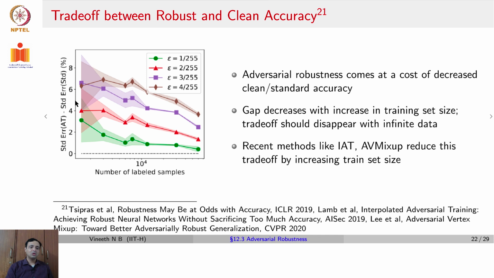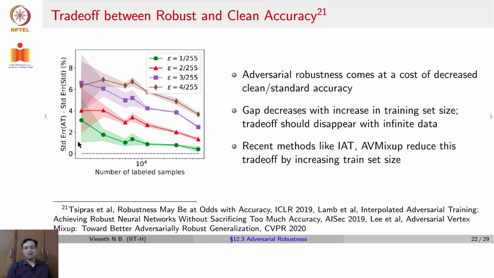Here is an example where, as you see, on the y-axis you see the difference between adversarial error and the standard error. You can see that when the attack increases, 4 by 255 is a very powerful attack because you're allowing the perturbation to be larger than 3 by 255 or 2 by 255 or 1 by 255. You can see here that when the attack is higher, the difference between adversarial error and standard error goes up.